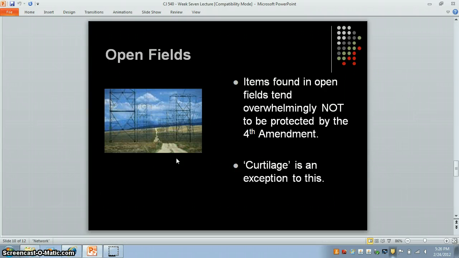Curtilage is typically a place that is habitually used for family purposes, including a yard, a garden, and in some cases a nearby field that is used in connection with the dwelling. In short, it is associated with the sanctity of one's home. Generally, the test to determine curtilage occurs whenever a court decides whether or not a person has a reasonable expectation of privacy in a given place. If the answer is yes, then it is part of the curtilage and is protected by the Fourth Amendment.